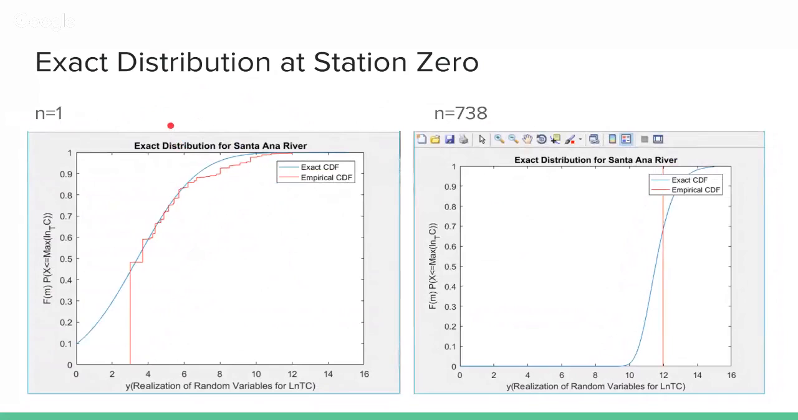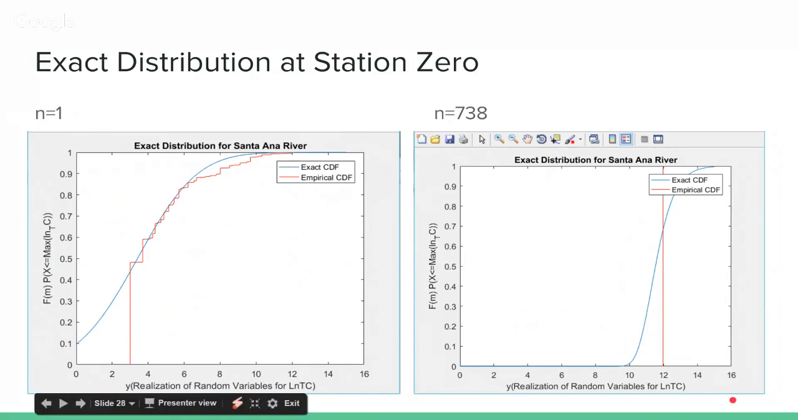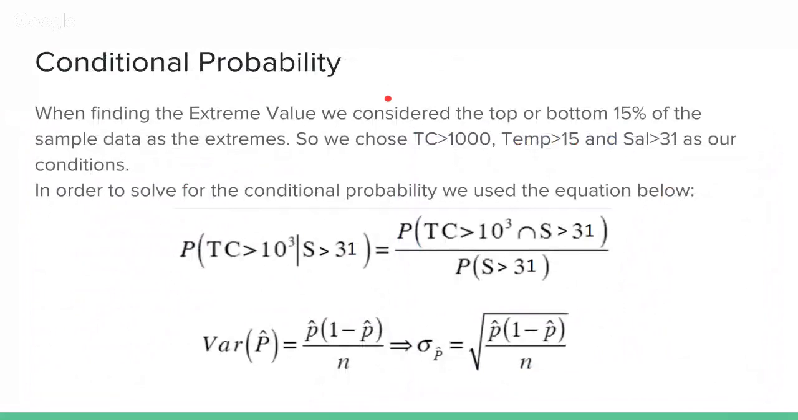If you look here, these are the extreme ends. N equals 1, we actually get just our normal CDF that we had earlier in the slides. And if you look at N equals 738, this was actually the highest TC concentration we had. It's all concentrated towards 12. So that's the trend that we noticed with our data.